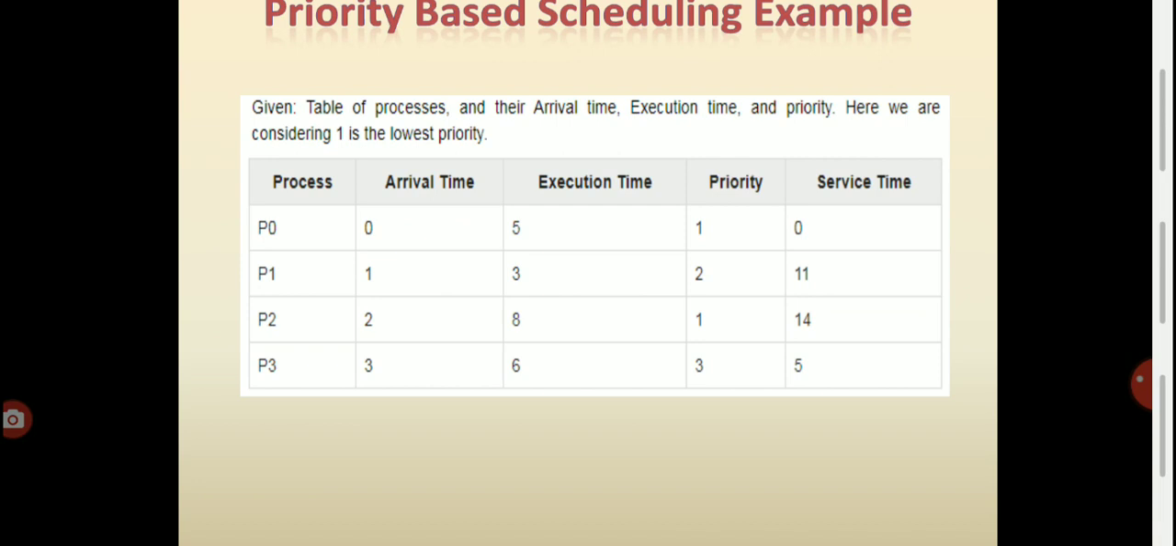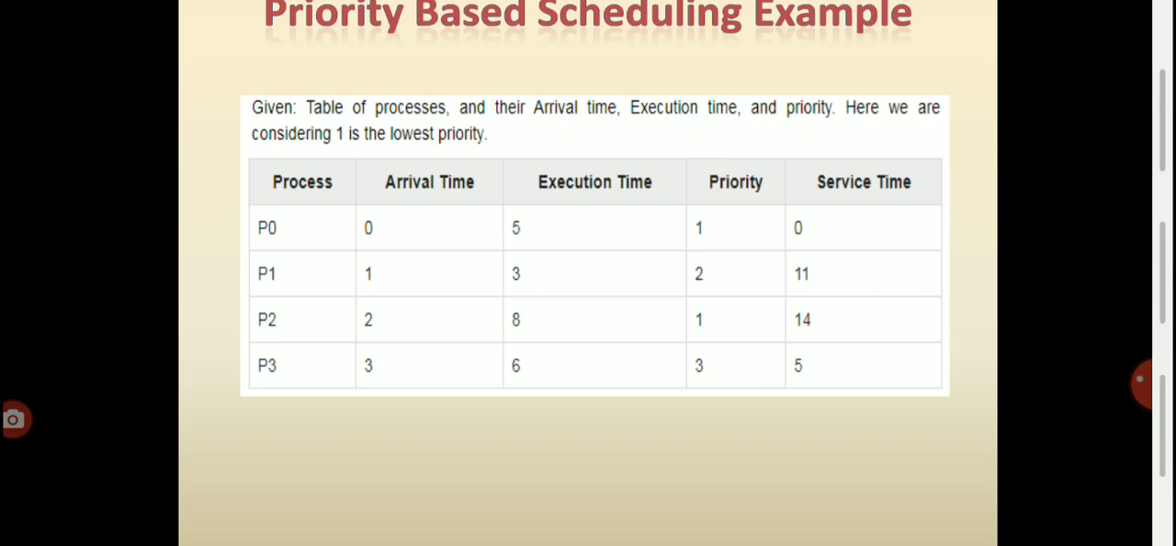As always, P0 will be executed first. No other process will precede P0, because that is the first process, so that will be taken first. So P0 will be executed first with no service time. It is 0, right? When P0 is being executed, P1, P2 and P3 would have come at 1, 2, 3. What about their priorities? P3 has the highest priority, so that will be taken second. After P0, P3 will be executed.